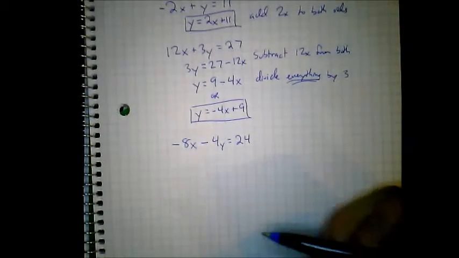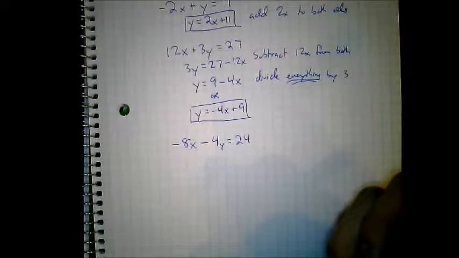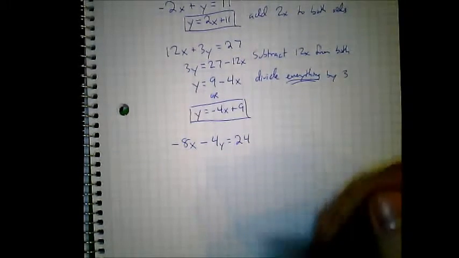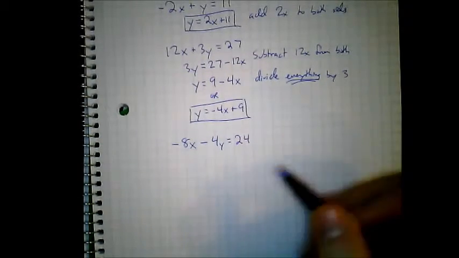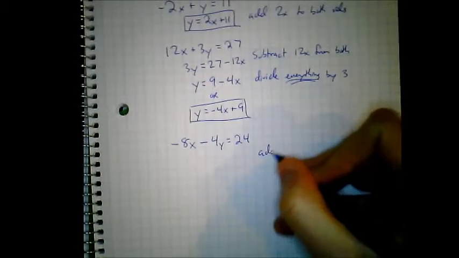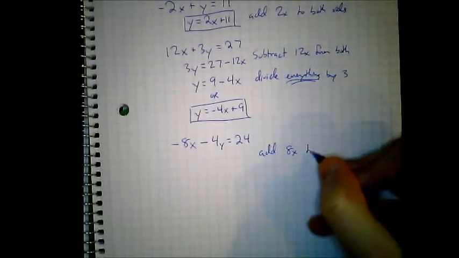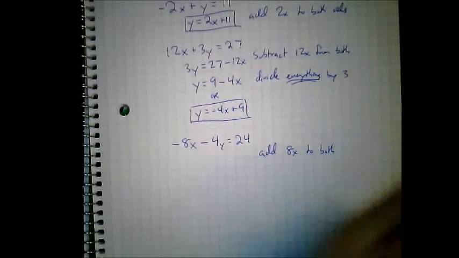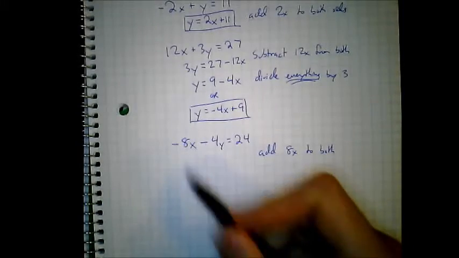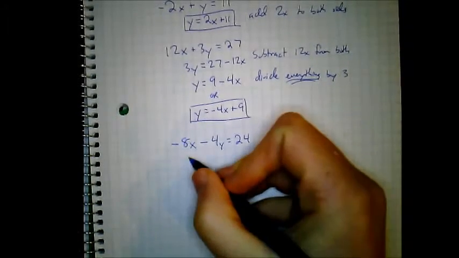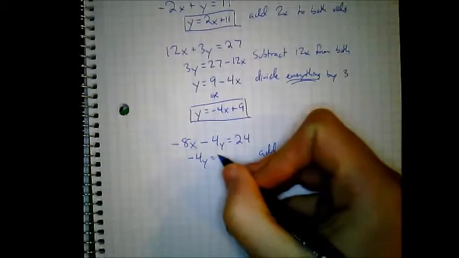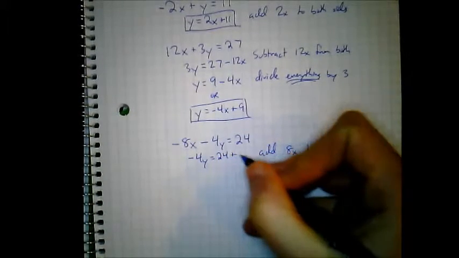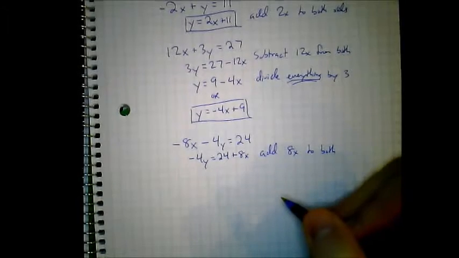Okay, negative 8x minus 4y equals 24. Again, the very first thing we need to do is get our y all by itself. So we think, how do we get rid of negative 8x? Well, I need to add 8x to both sides. The negative 8x and the positive 8x cancel out, leaving only our negative 4y. On our right side, we have 24 plus the 8x we added on.